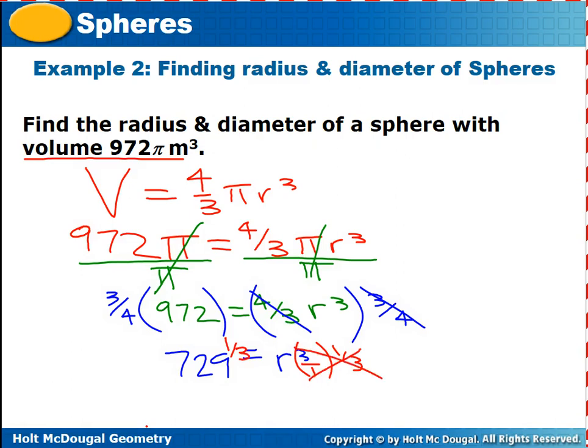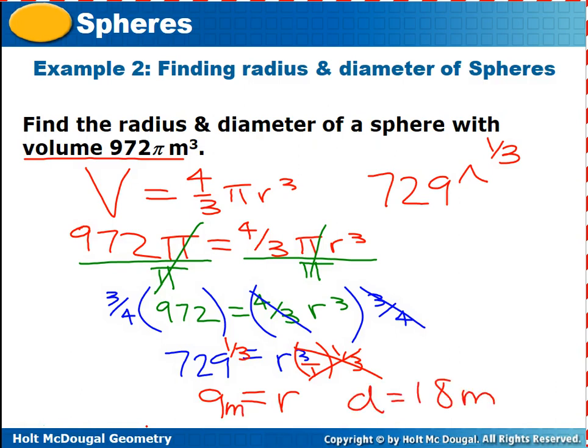In your calculator, you're actually going to do it like this: 729 caret symbol, and do it to the 1/3, 1 divided by 3. When you do that, you should see that r is equal to 9. Now, once you get r, you should know that the diameter is 2 times the radius, so our diameter is going to be 2 times 9, which is 18 meters.